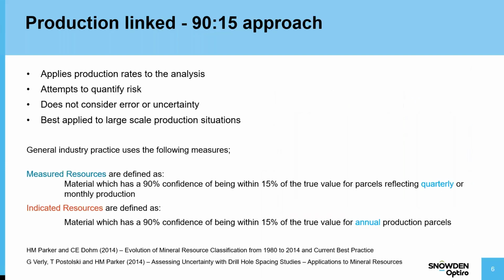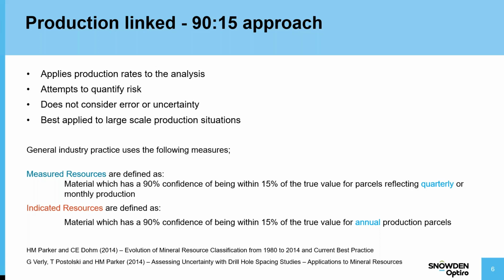So the production-linked or 90-15 approach is a result of a drive for better practices of resource classification across the different global reporting codes, and it was developed by Harry Parker and his colleagues. The approach uses the estimation variance from large block sizes informed by a variety of different drill grid spacings. Similar to the estimation quality study, it also uses project-specific variograms.